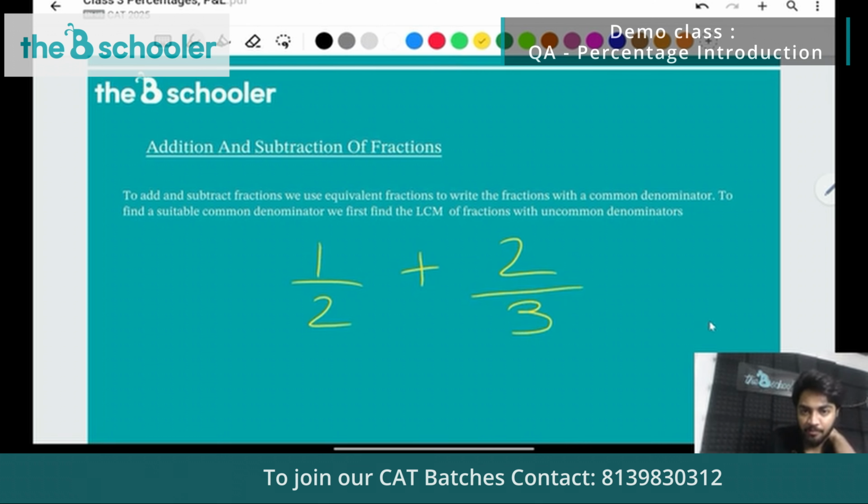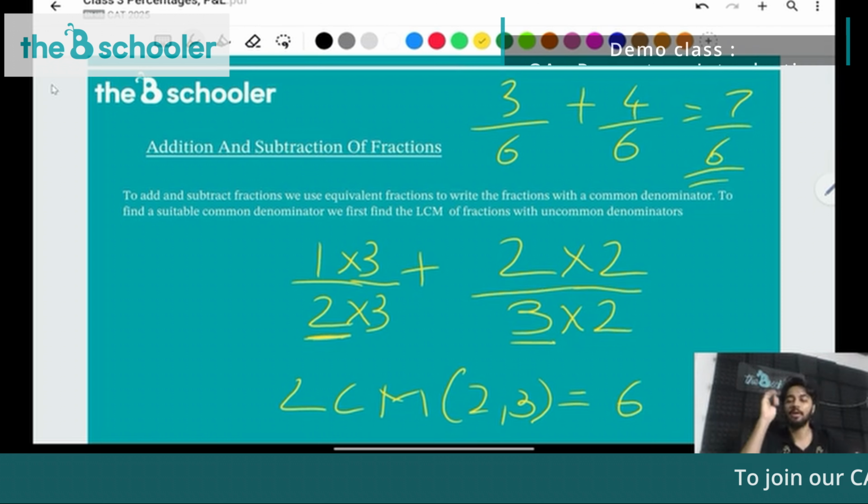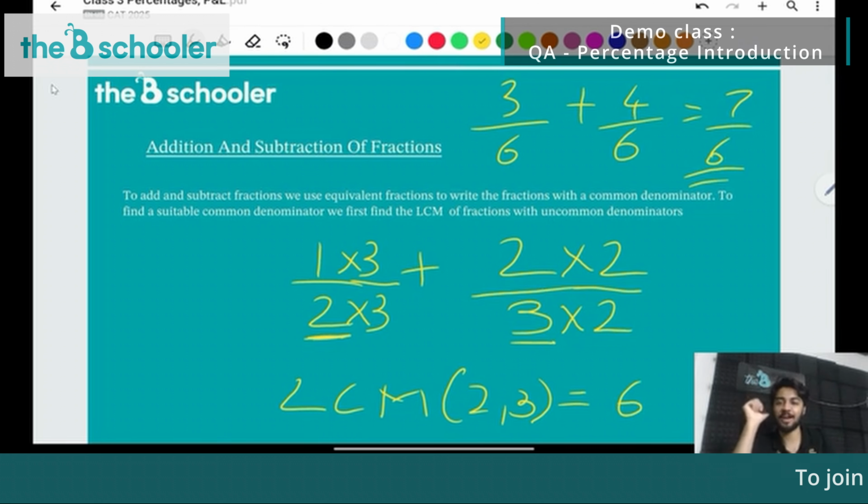If I do this, I'll get 3 by 6 plus 4 by 6, right? Now you can add them and you will get 7 by 6. So what did we learn now? If you have to add or subtract fractions, you should have the denominator to be common. The denominator should be the same in order to add easily.